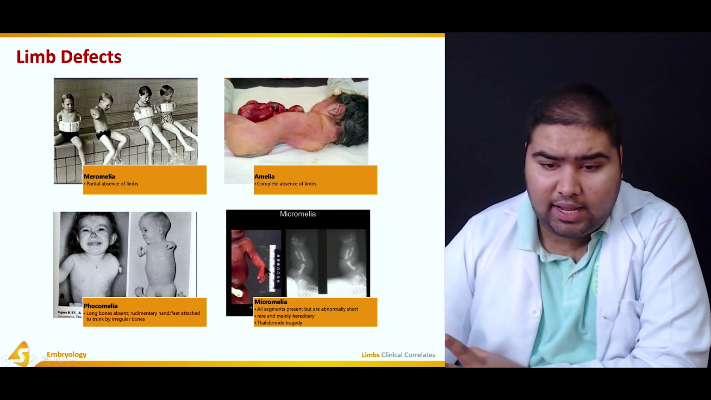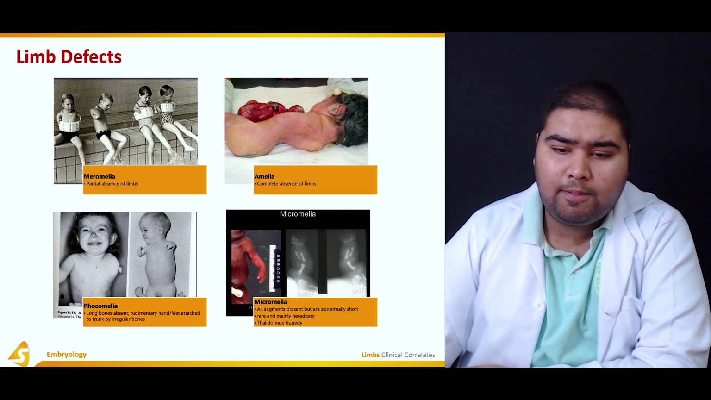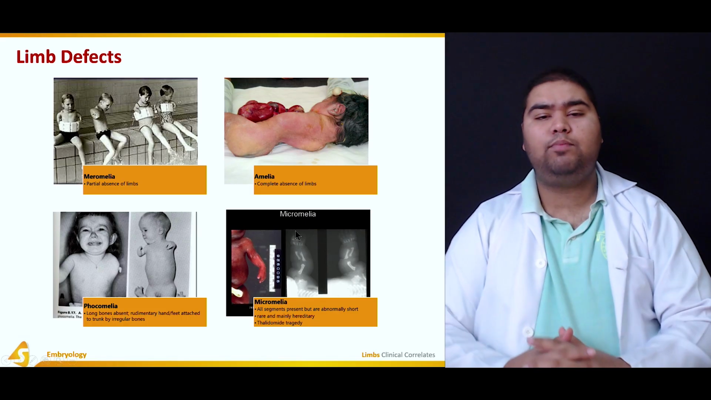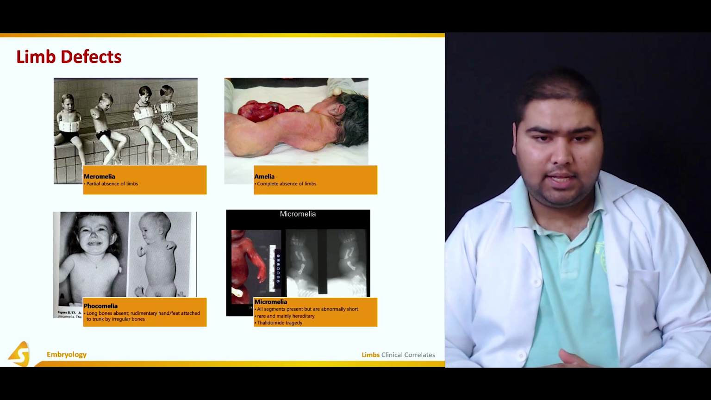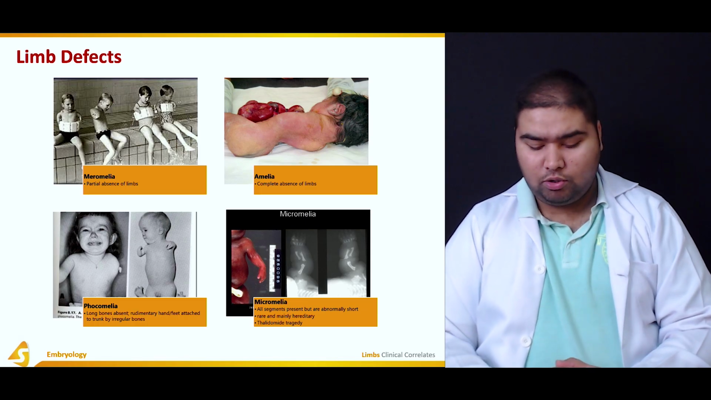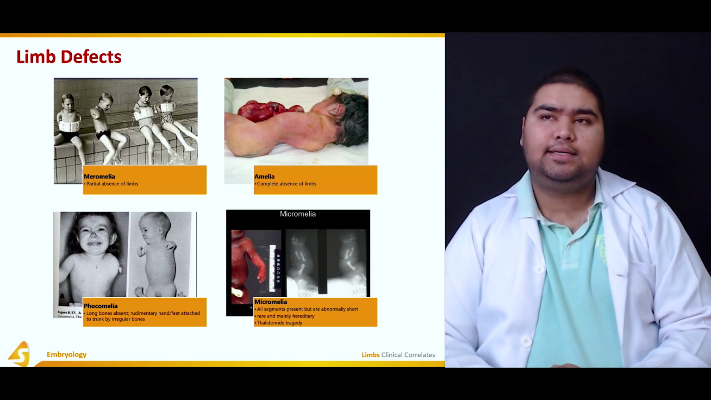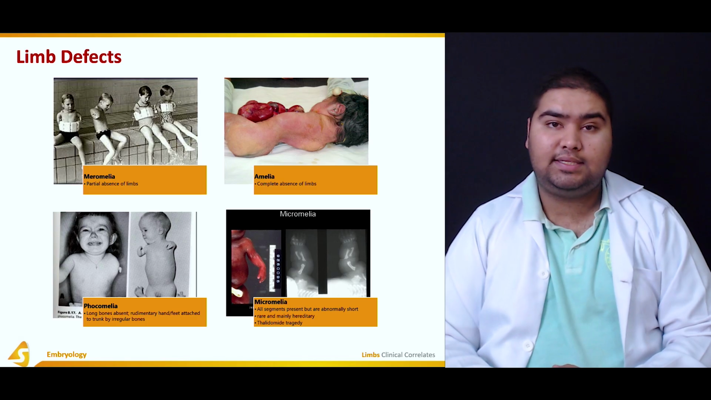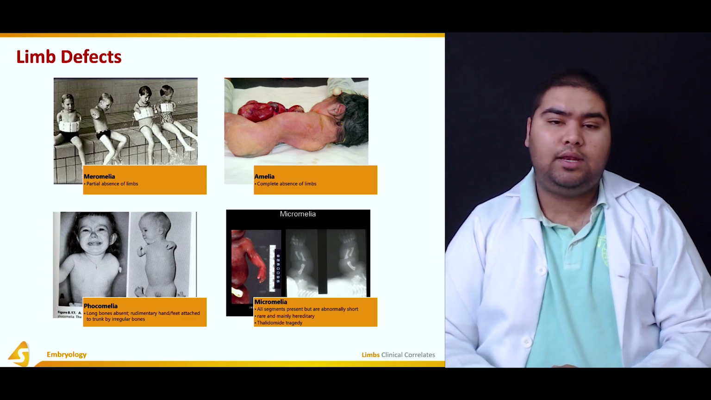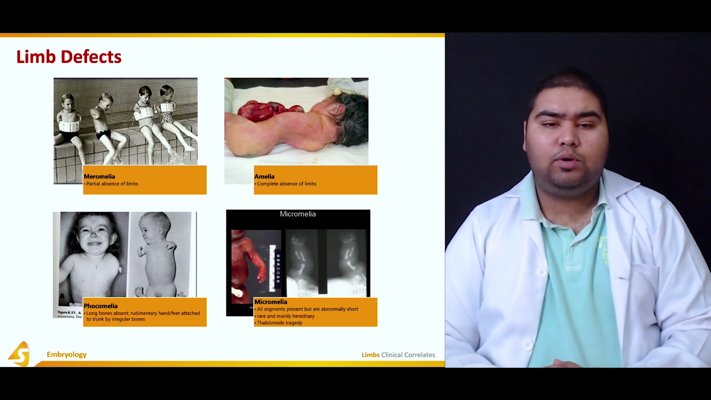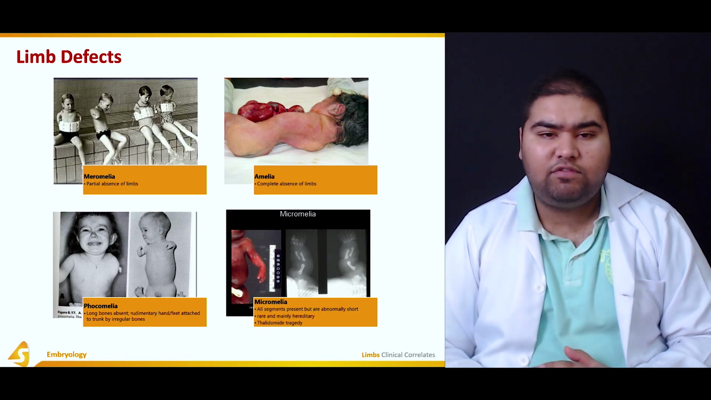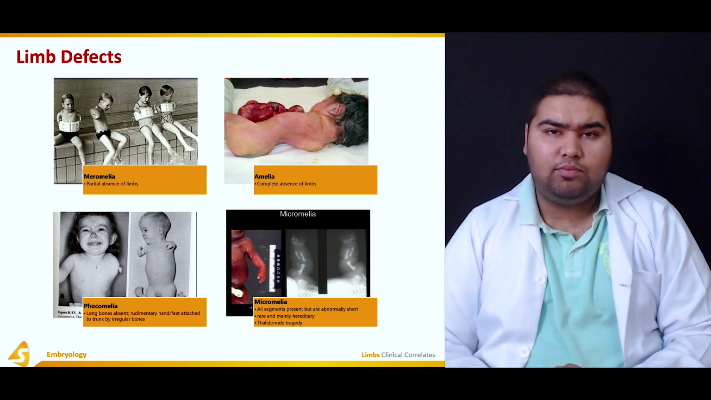It is rare and it is mainly hereditary, and it is very important to talk of the thalidomide tragedy at this point. So it was early 1960s when doctors in Germany found out that there was an increase in cases of limb defects in the newborns.